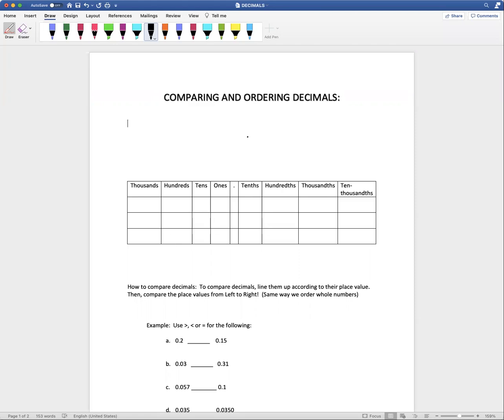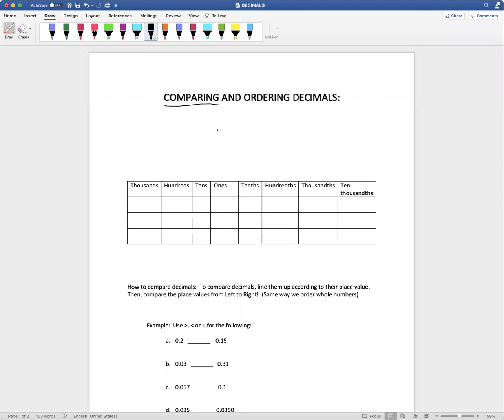Today we're going to talk about what it means for us to compare and order decimal numbers. Let's start off with when we talk about comparing. When we talk about comparing decimal numbers to each other, we want to figure out which one is bigger, which one is smaller, which ones are equal to each other. So how do we do that?